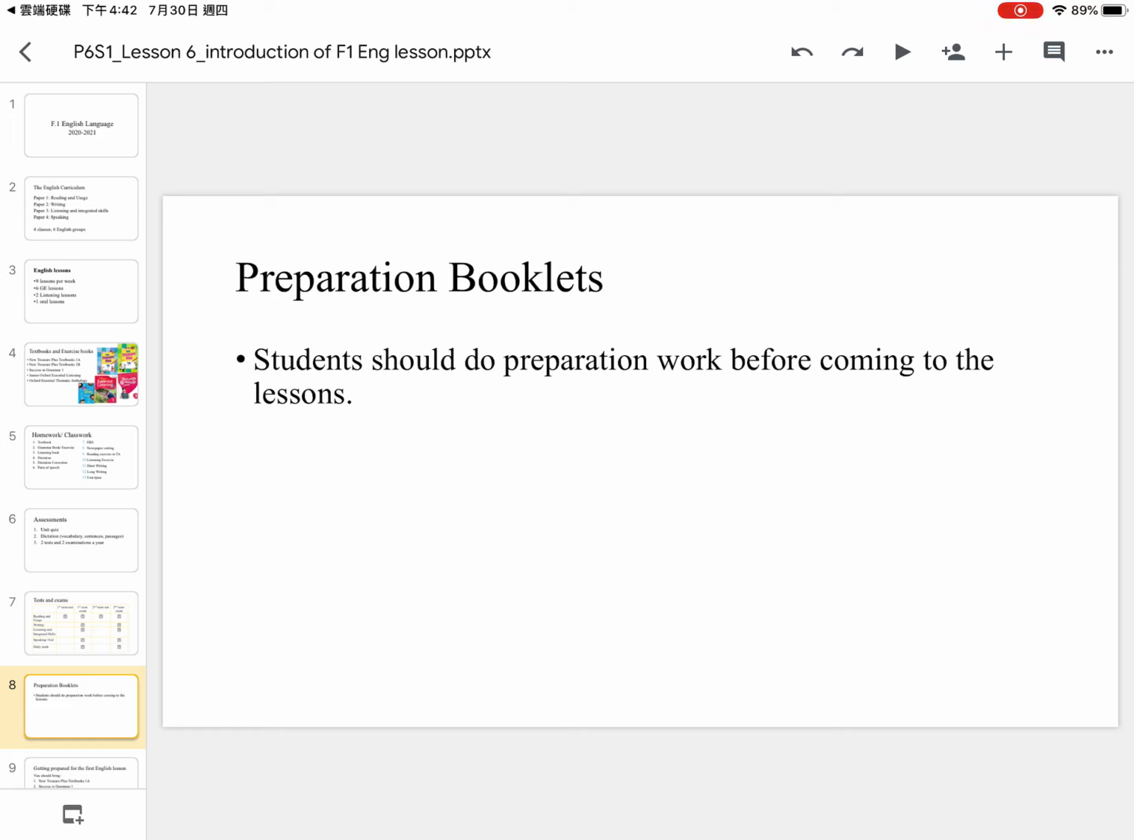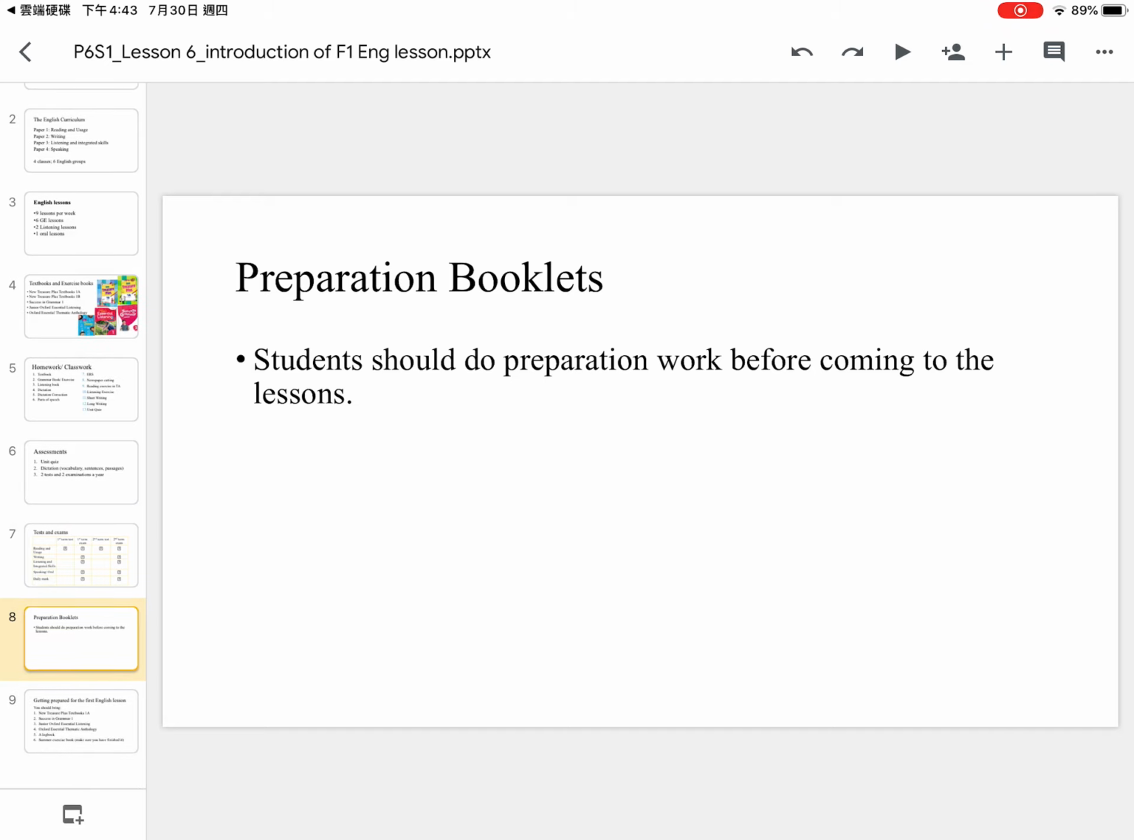One special thing in our curriculum is that we ask students to do preparation work every lesson before they come to the English lessons. We will distribute to you the school-based preparation booklet designed by our English teachers. So you follow the instructions as indicated in the preparation booklet. Make sure that you read through the materials before you come to the lessons.